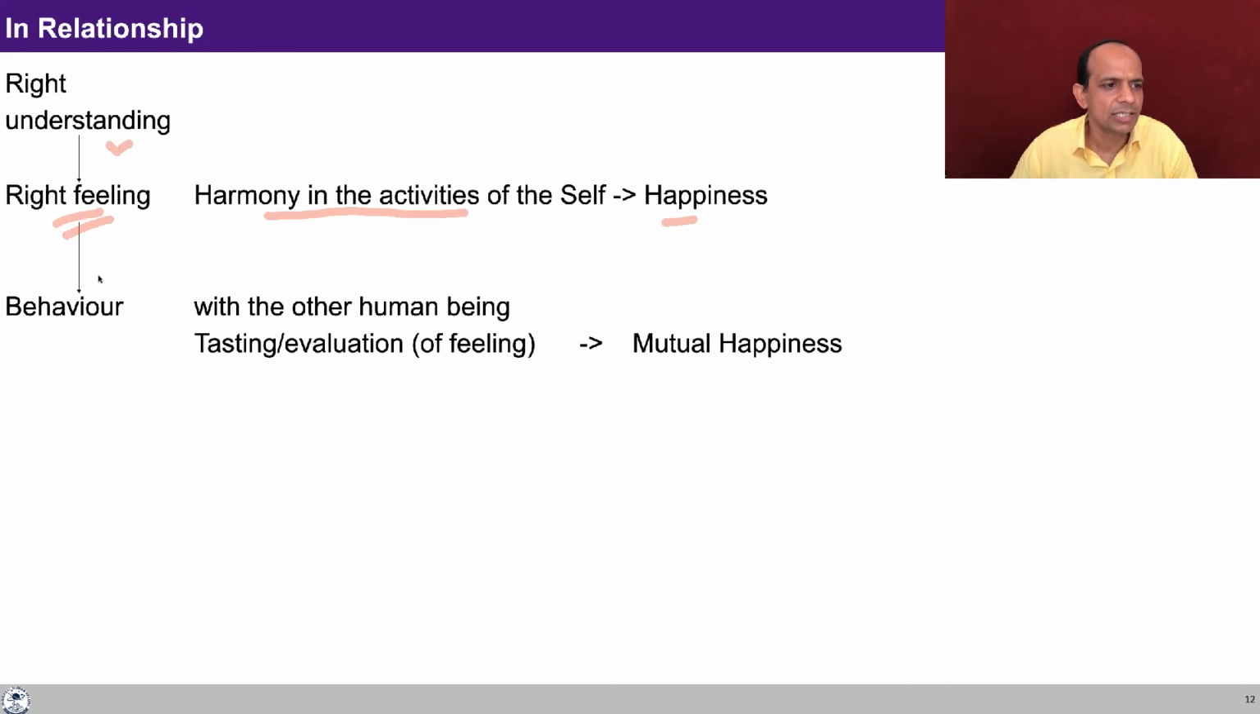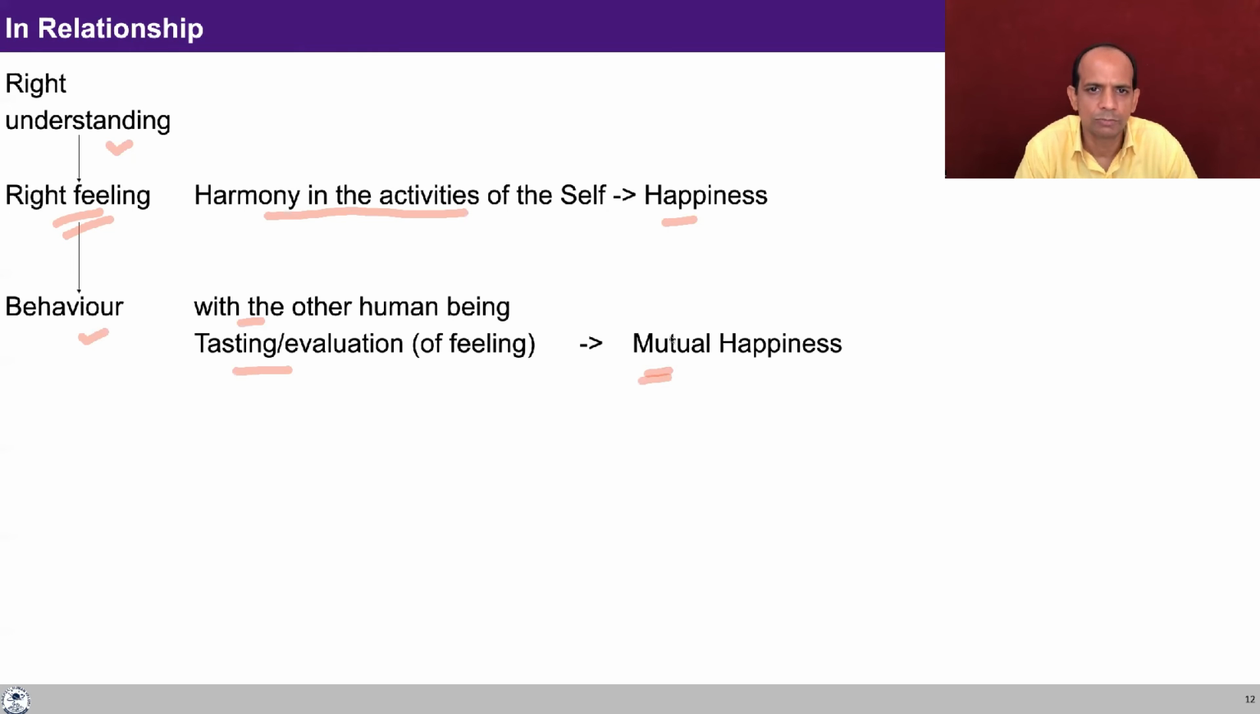Now, when I share the right feeling with the other in my behavior, then the other is also able to taste the right feeling. The other is able to evaluate my feeling. And then it's not that I only remain happy, the other also becomes happy. And then the mutual happiness is ensured. So one thing is that mutual happiness may not result the very moment when you behave with the other. But if you have the right feeling stated in you and you are able to express it to the other, and the other is able to rightly evaluate it, though the other may take some time, the other will feel happy.